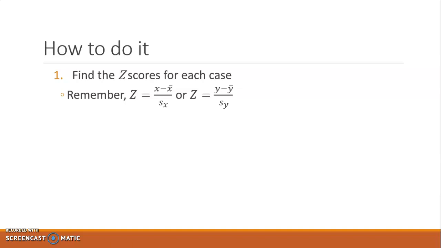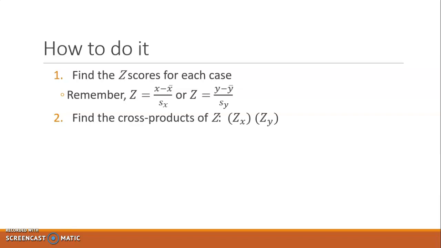So for each case, for each point on that scatter plot, you have an X score and a Y score. Find the Z score for each. Find how many standard deviations it is away from the mean. That's what a Z score is. Multiply the two Z scores together. Multiply the Z score for the X and the Z score for the Y, for each case, for each point on the scatter plot.